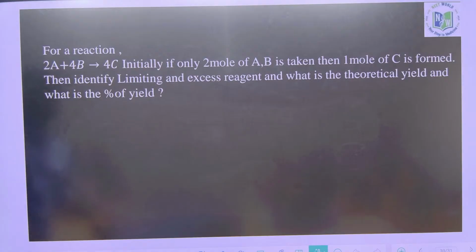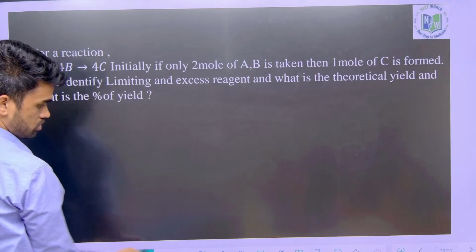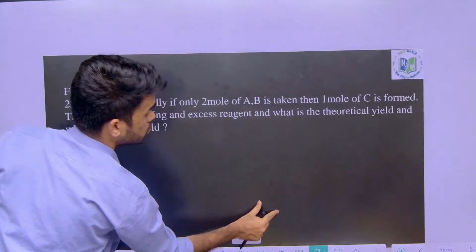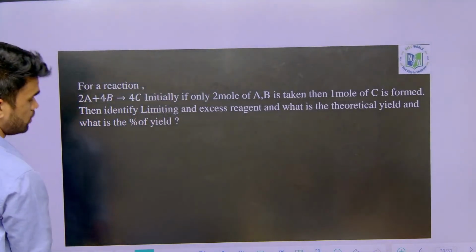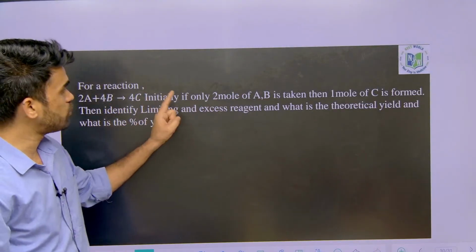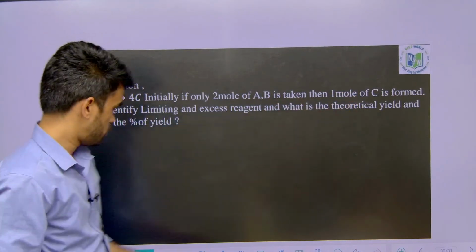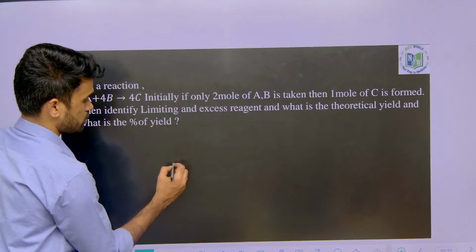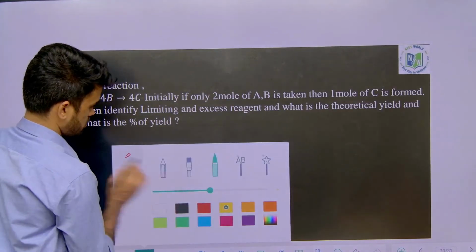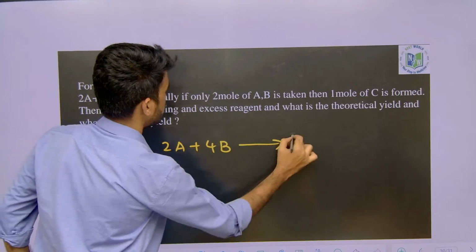Once read this question. See, 2A plus 4B gives 4C. Read this: 2A plus 4B gives 4C. Initially if 2 moles of A, B is taken, then 1 mole of C is formed. Okay, so write the reaction: 2A plus 4B gives 4C.